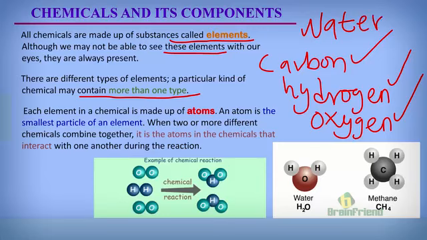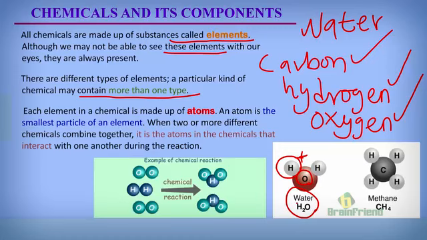Water as a chemical is made up of two elements. These elements are hydrogen, which is represented by the symbol H, and oxygen, represented by the symbol O. So for water to be formed, the elements hydrogen and oxygen must combine and interact to give us water. So the symbol for water is H2O, that's hydrogen and oxygen.